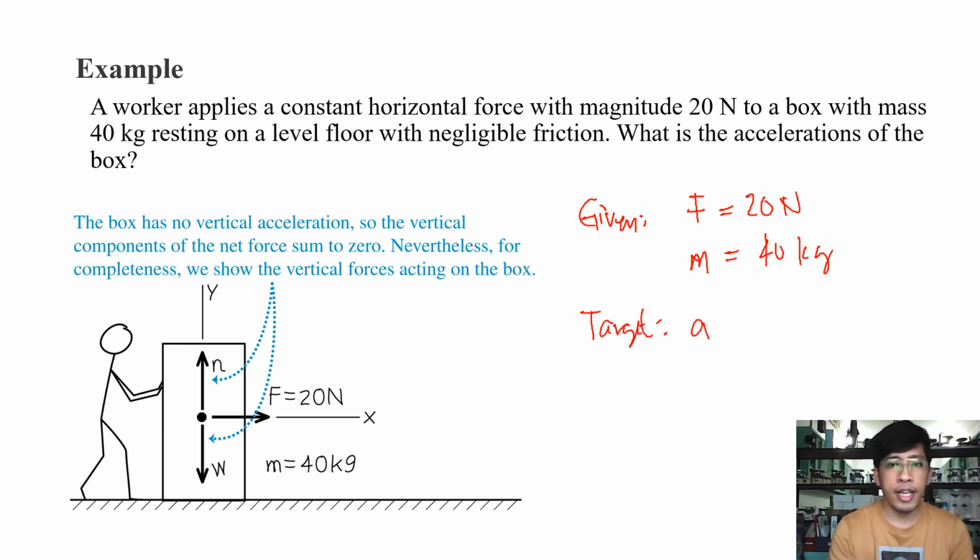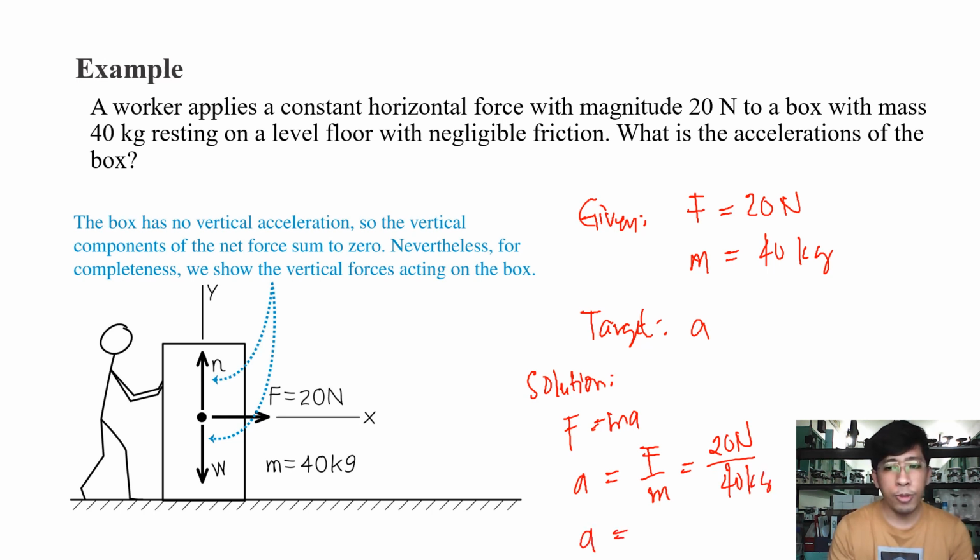the acceleration a. Solving this one, you have F equals ma, and we want to solve for the acceleration, so a is equal to F over m. We have 20 newtons divided by 40 kilograms, so the acceleration of the box is equal to 0.5 meters per second squared. That's how you use the equation of Newton's second law of motion.